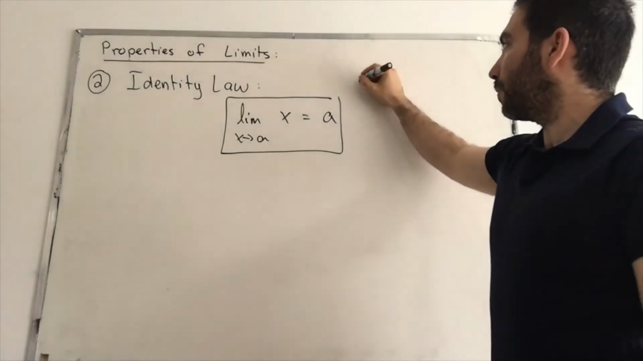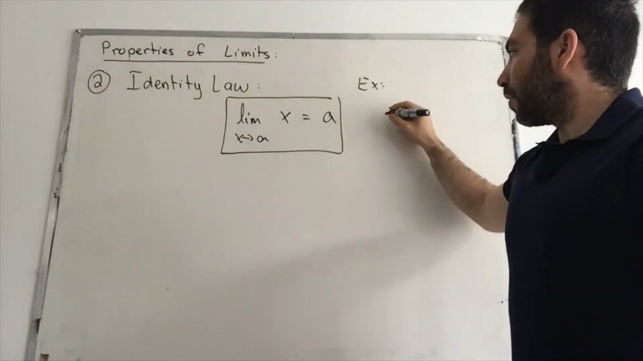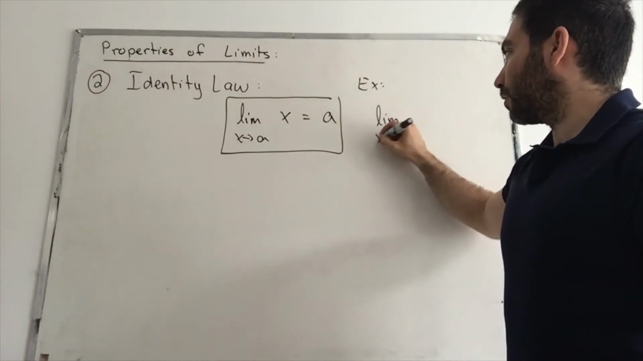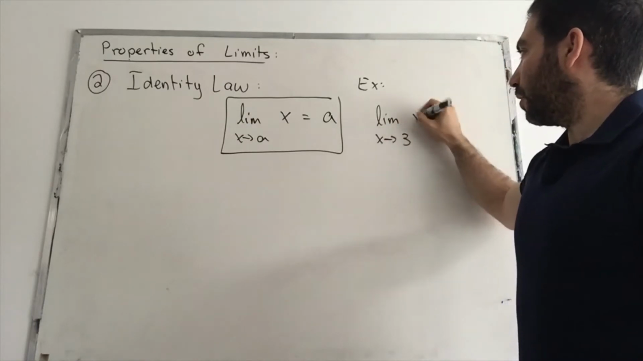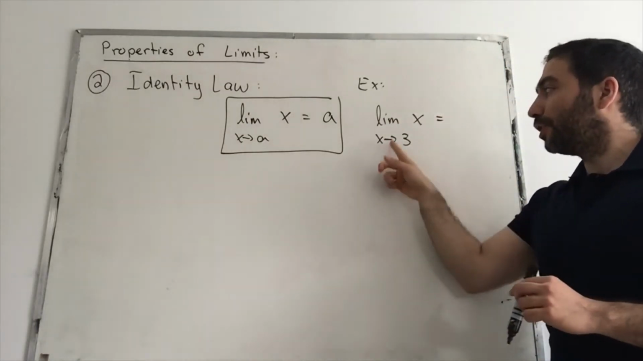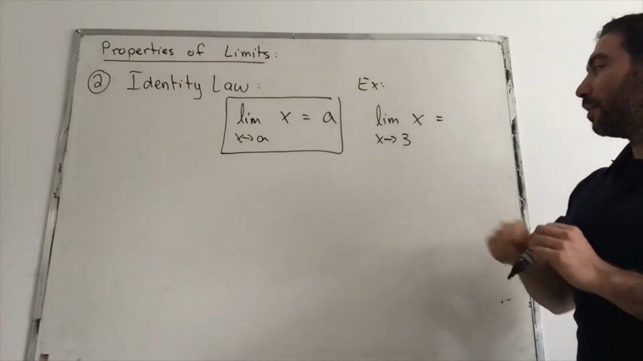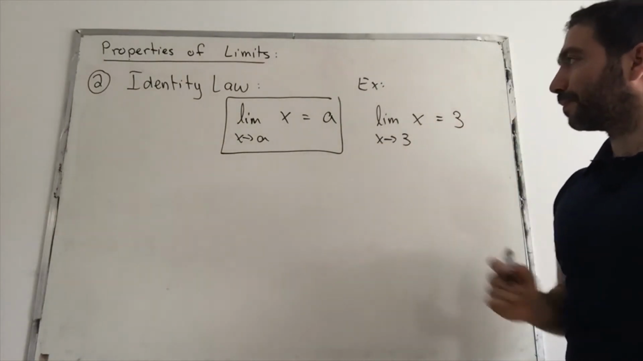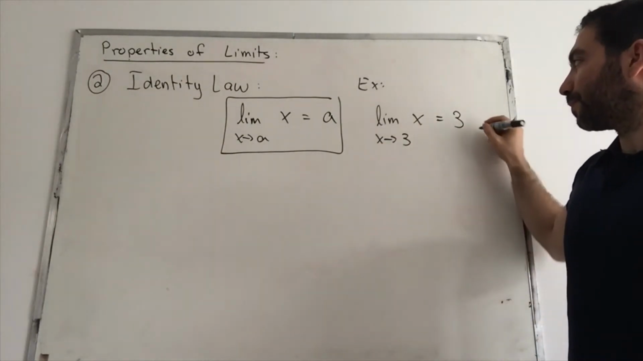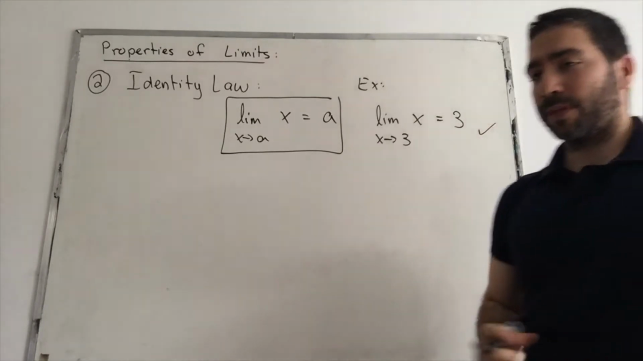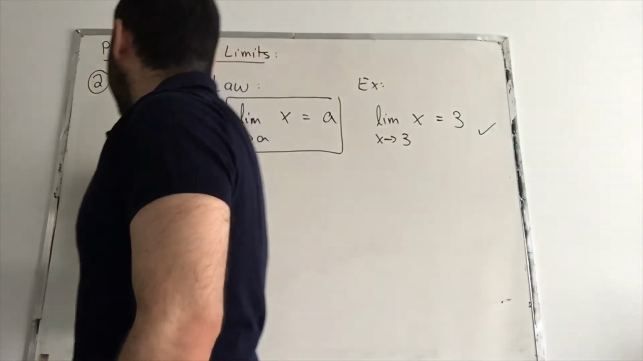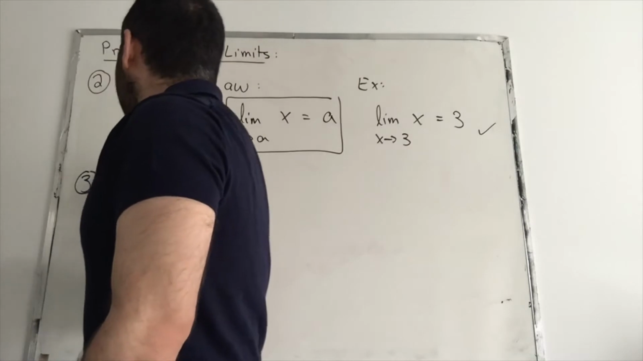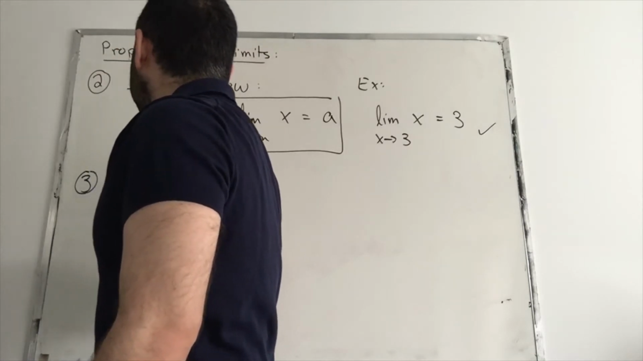If we consider an example, the limit as x tends to 3 of x is equal to, well, you're essentially just replacing your x with 3, so this gives us 3. This is the identity law. Next we have, I'm going to combine two of them. We call them the sum and difference.